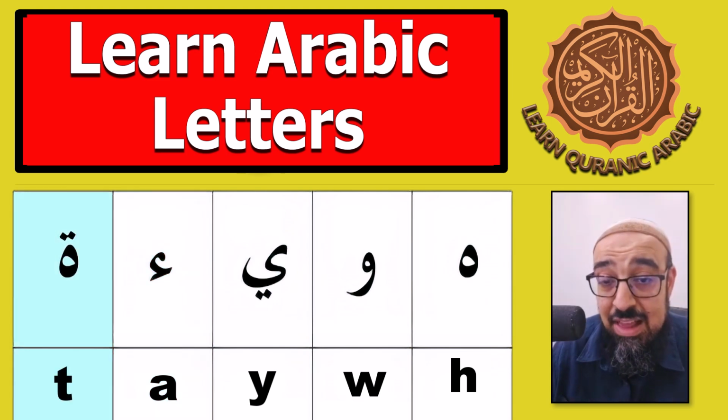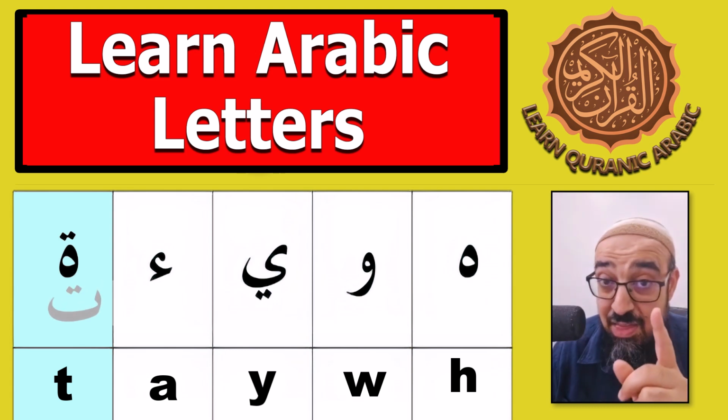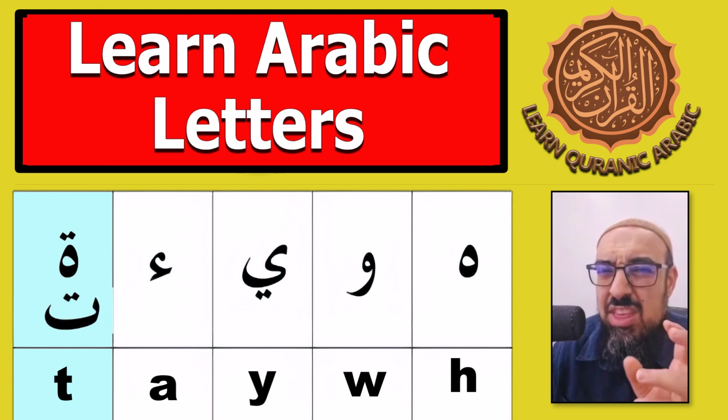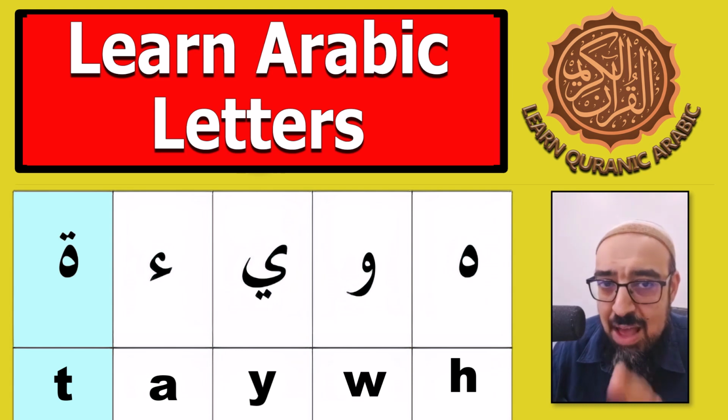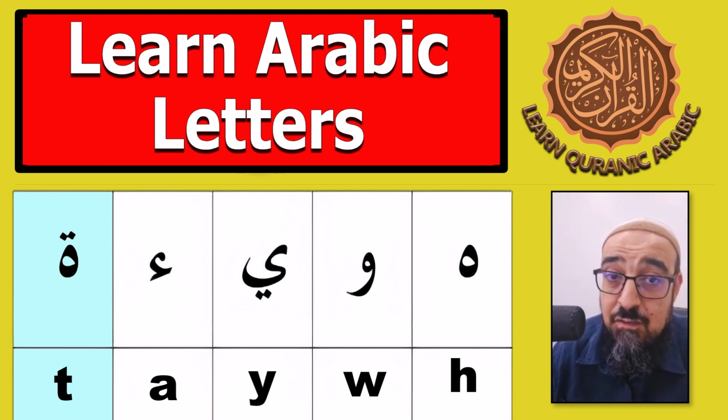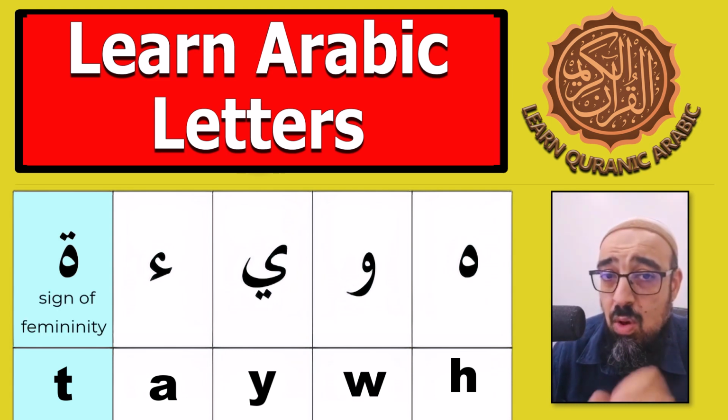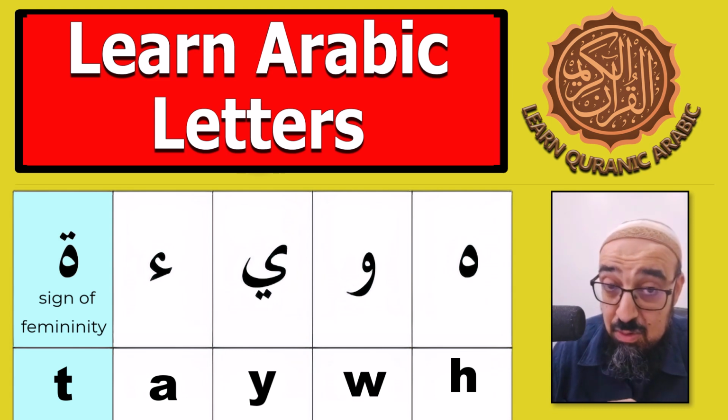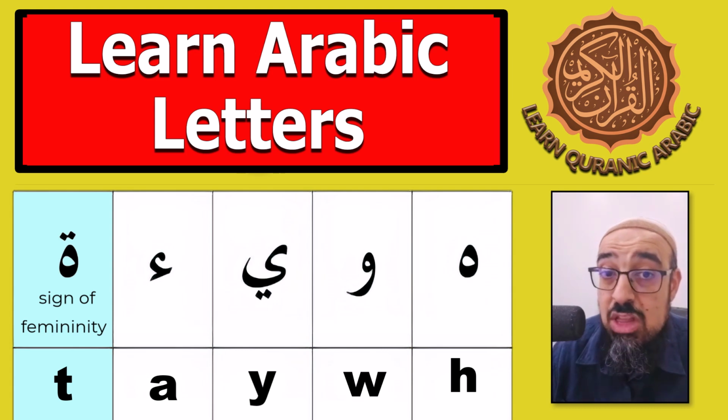That last letter on the last line, it's what's known as a ta marbuta. That actually is a round ta. So it's similar to the third letter. They have the same sound with a slight difference when one stops on it. So we'll explain that later on. That ta marbuta is actually a sign of femininity. You find words that have this ta marbuta, they're usually feminine.